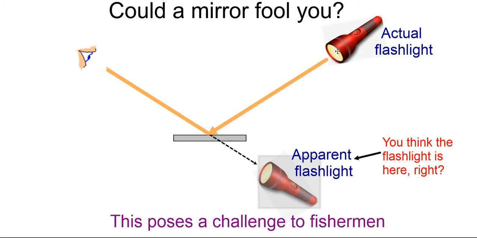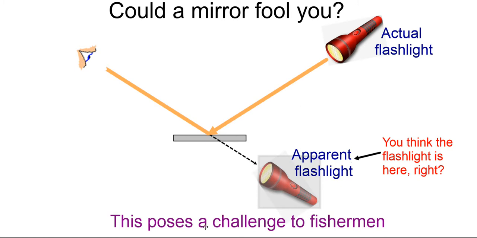The actual flashlight is up here, but because you look straight down that beam there, you think it's down here. And we'll call that an apparent flashlight. Apparently there's one there, but it's not, is it? Yes, this mirror fooled you. You think the flashlight's here, don't you? So we can have things in optics like an actual flashlight and an apparent one.